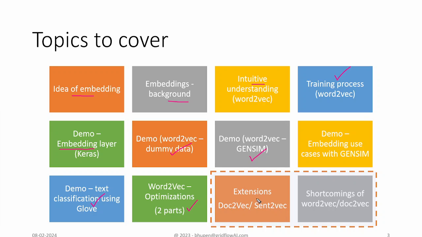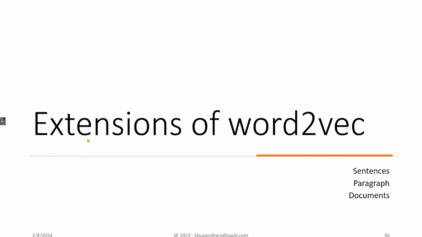Now, in this particular video, we'll talk about the extensions, how we can extend the same concept of word2vec for something like document representation or sentence representation. Finally, we will also talk about the shortcomings of the word2vec model. So let's talk about the extensions of word2vec. Essentially, word2vec can be transformed or aggregated to represent sentences, paragraphs, or documents.